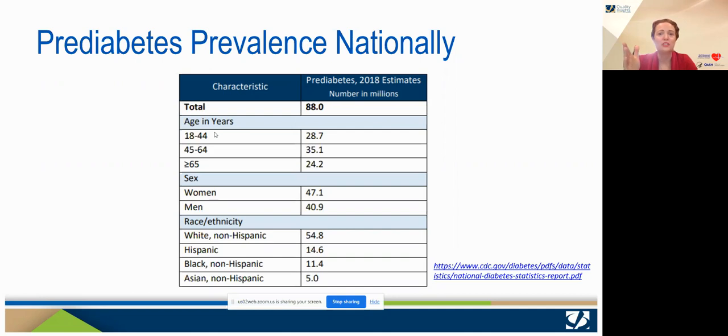And this is essentially a breakdown of prediabetes prevalence nationally. And you can see one thing that I will point out is the 45 to 64 age range and how that breaks out to a higher prevalence rate. There's also a breakdown by gender as well as race and ethnicity.